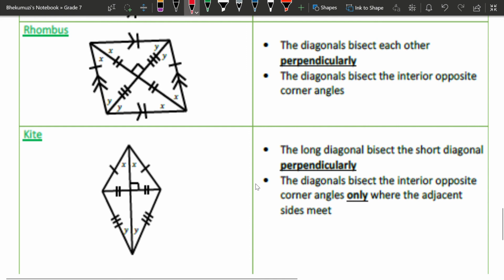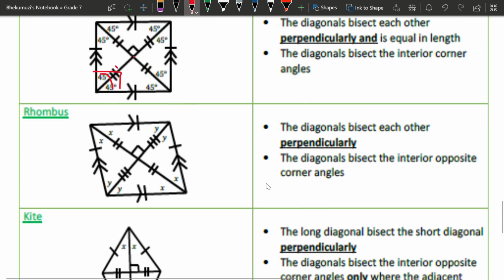Then we have the rhombus and kite, and so the diagonals bisect each other perpendicularly, and the diagonals bisect the interior opposite corner angles, and then the long diagonal bisects the short diagonal perpendicularly. The diagonals bisect the interior opposite corner angles only where the adjacent sides meet.